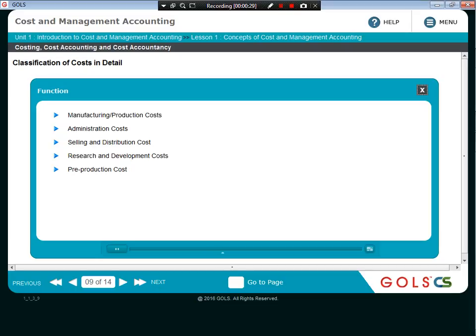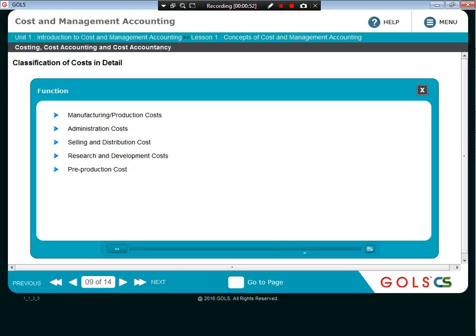Before starting the production, certain costs are incurred. That will be called the pre-production cost. When you start with the production, the cost incurred to complete the production is the manufacturing and production cost. The cost incurred in relation to the office and management level is the administration cost. The cost incurred for marketing, selling and distribution of your product is called the selling and distribution cost.